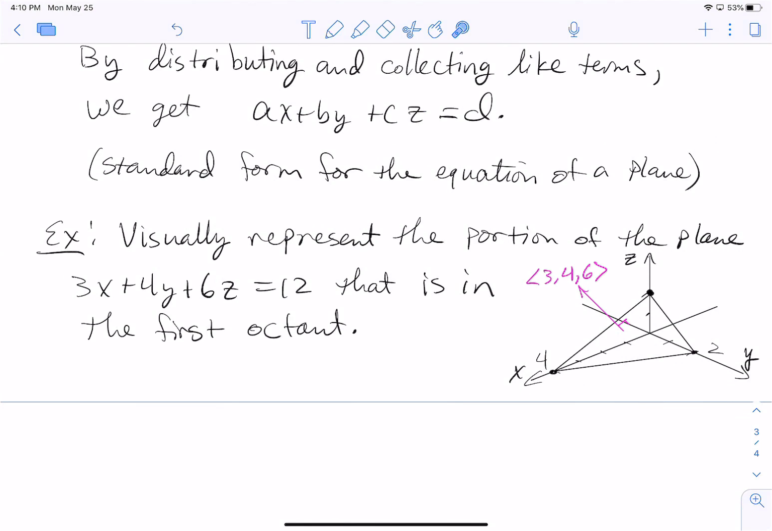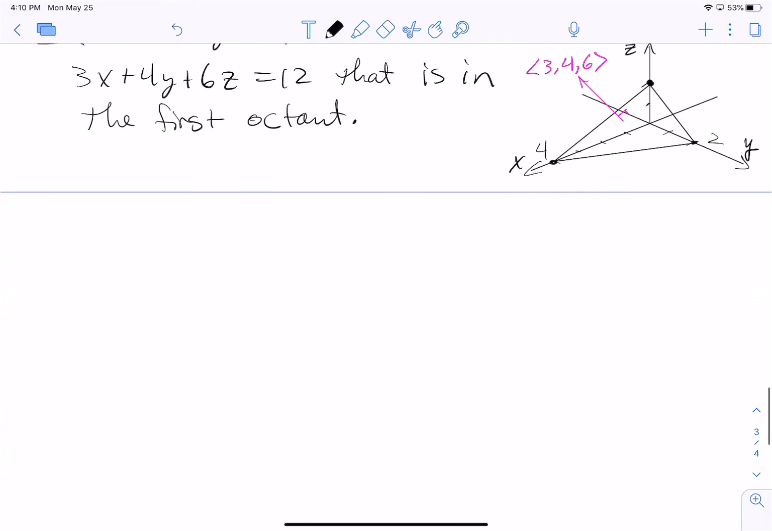And so that vector has a component in the x direction of 3, the y direction of 4, and a z direction of 6. We won't be graphing planes very much. I just wanted you to see how that worked out.